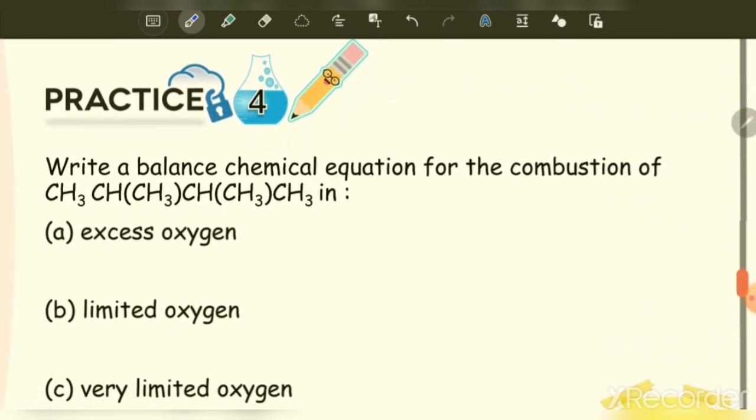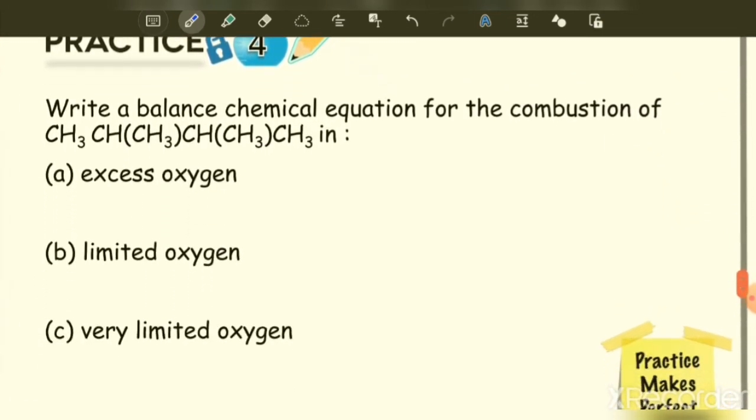So this is the practice. You need to try to write a balanced chemical equation for the combustion of alkane in these 3 situations. First, in excess oxygen, second, in limited oxygen, and third, in very limited oxygen.